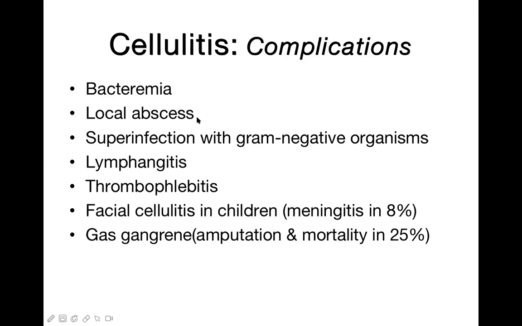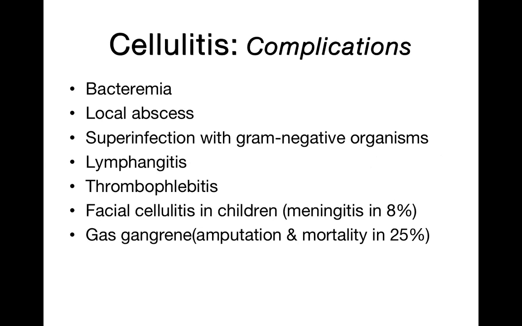In that situation, the signs and symptoms will be even more. Superinfection with gram-negative organisms especially occurs inside the hospital or in a healthcare setting. Lymphangitis, inflammation of lymphatic channels. Thrombophlebitis, inflammation of superficial veins, is very common. Facial cellulitis in children is associated with meningitis in almost 8 to 10% of the time, because they are quite adjacent structures. Infection can easily enter into the brain.